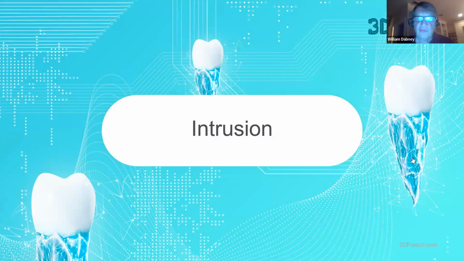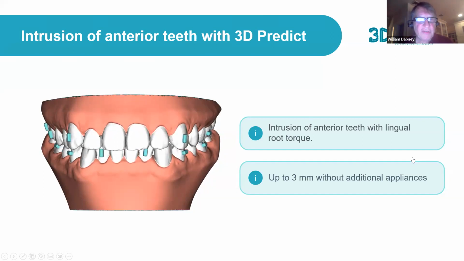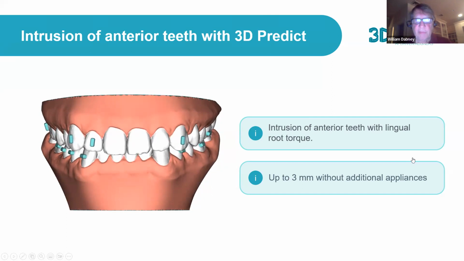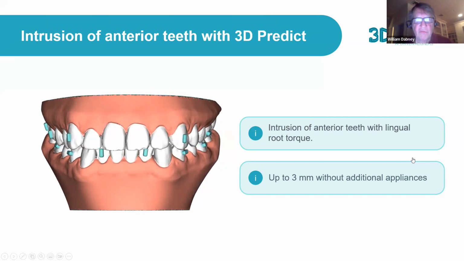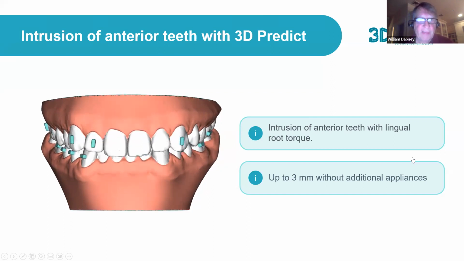All right, how about intrusion? Now, what are we really getting? So this is what you want to see. But look at your patients' lip line. Do they want this? Will you bury the teeth into the lip? You want to make sure you show plenty of tooth. Everybody likes that big toothy smile. But this is something where you get 3 millimeters of intrusion and root torque without any other specialty appliances.